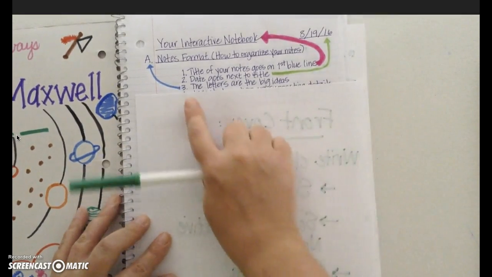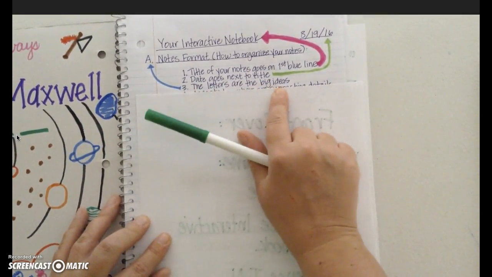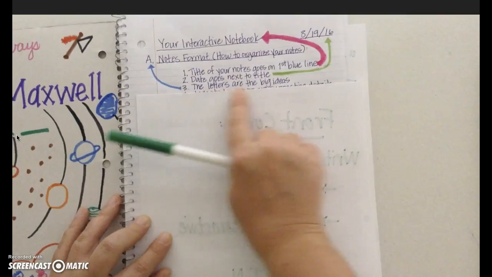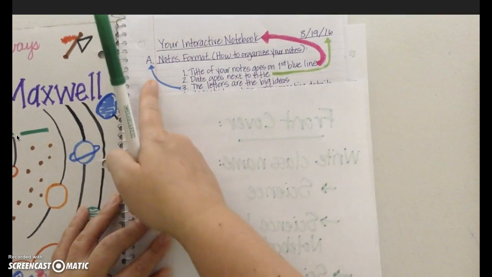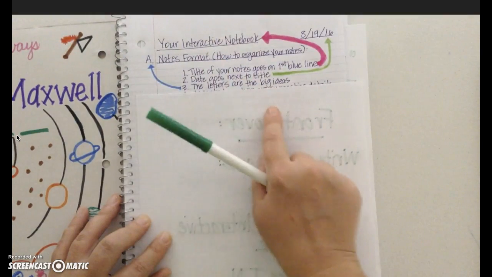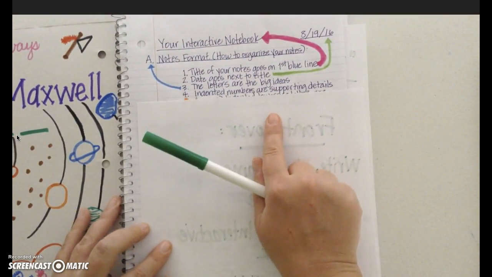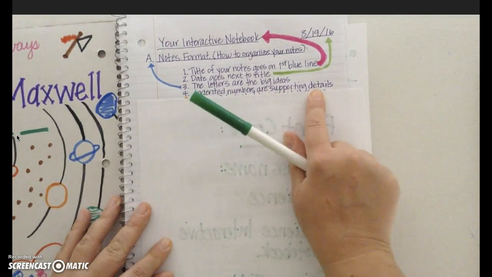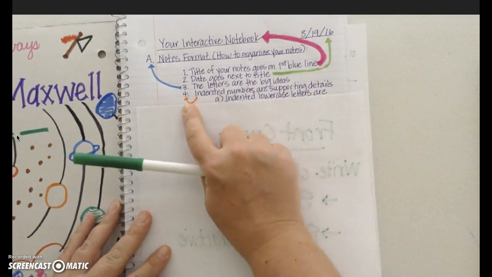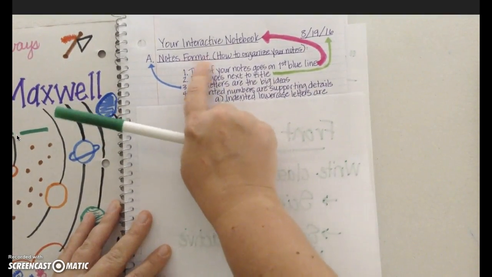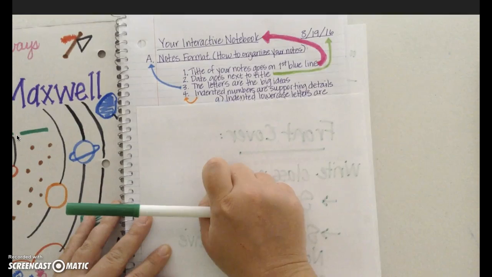Number 3, the letters are the big ideas. Kind of like what I said a few minutes ago. I have an arrow pointing to the capital letter A. So the letters on the outside of the red line are going to be your big ideas underneath whatever concept we're taking notes about. Number 4, indented numbers are supporting details. So these numbers here, all of these things are supporting details about how we're going to format our notes. All right?